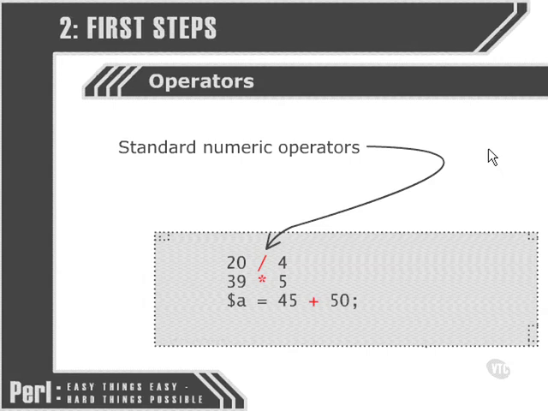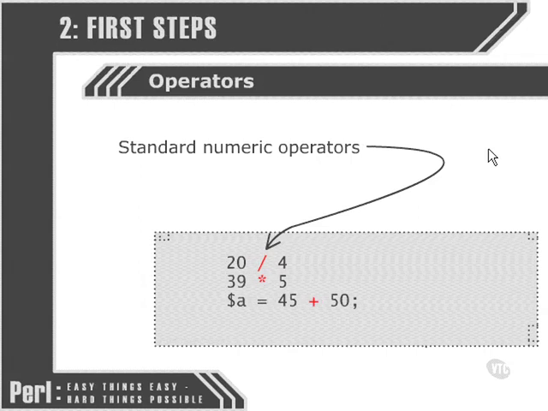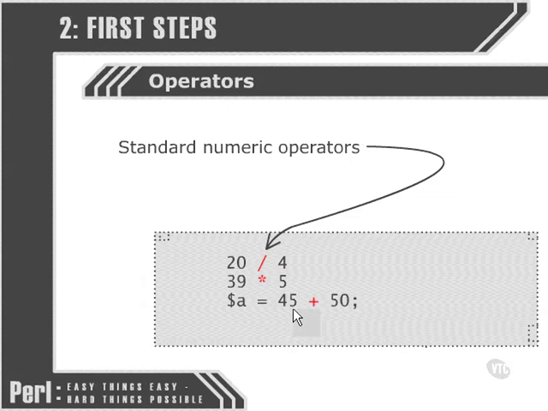20 divided by 4, and we can use these in combination with other operators, for instance to set the value of the variable a to 45 plus 50. So what Perl does there is to evaluate this half of the expression here, which is 45 plus 50, and it takes the number that results and passes that back to a as its value.